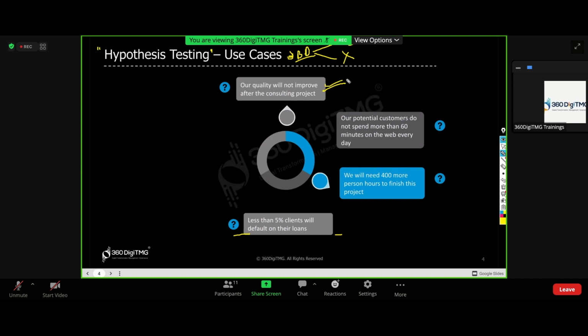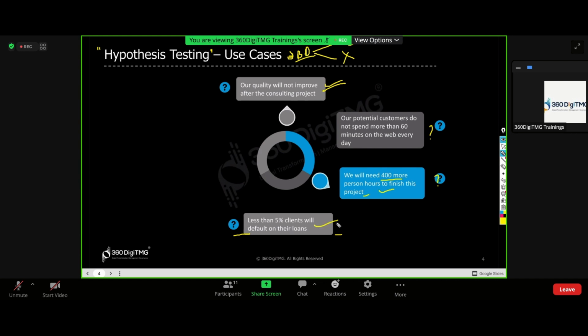So here you have a use case. Our quality will not improve after consulting project. Our potential customers do not spend more than 60 minutes on the web every day. This is also another question. We will need 400 more person hours to finish this project. Now this is a question mark. Should we go ahead and hire 400 people or not? Action is to be taken or not taken.